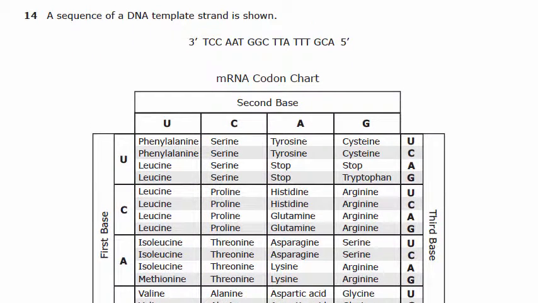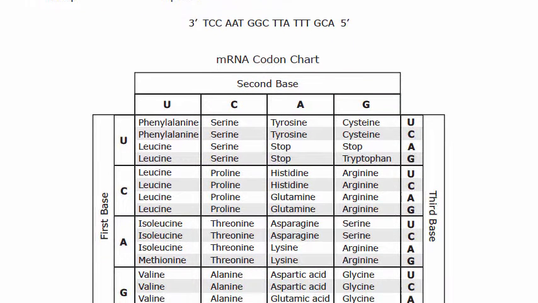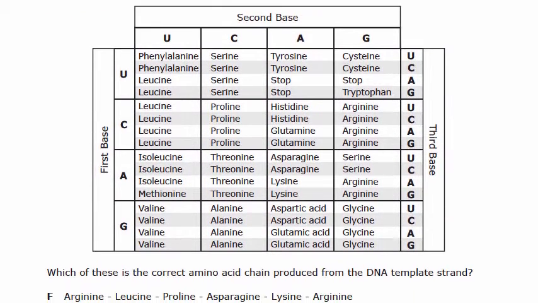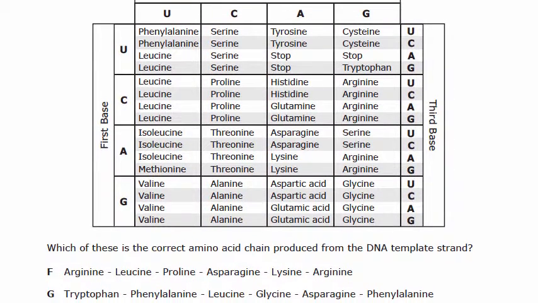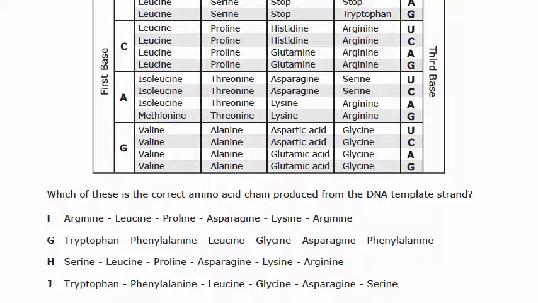Number 14. A sequence of a DNA template strand is shown, with 3 prime at the beginning on the left and 5 prime on the right. mRNA codon chart, second base on the top, first base left, third base right. Which of these is the correct amino acid chain produced from the DNA template strand? I will not be reading all of those names to you.